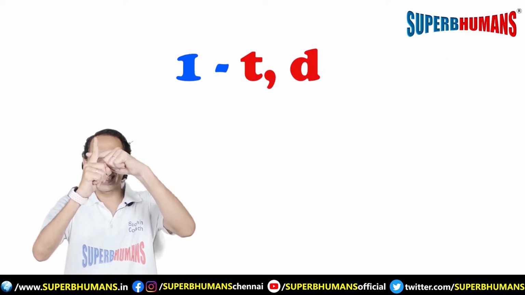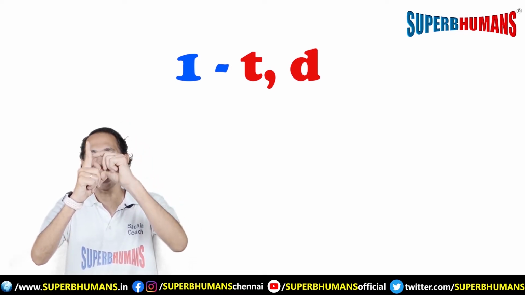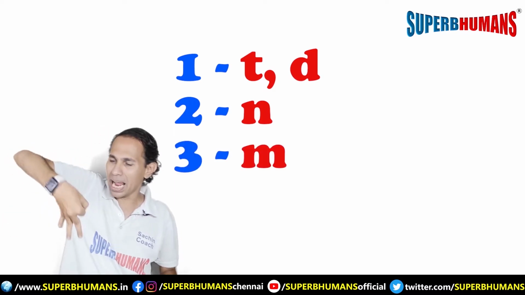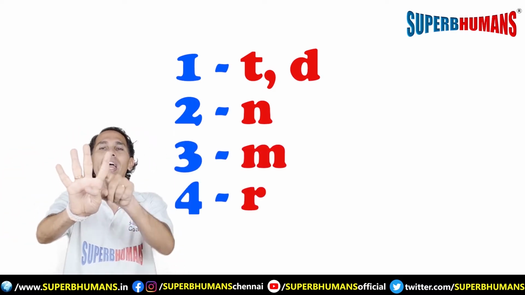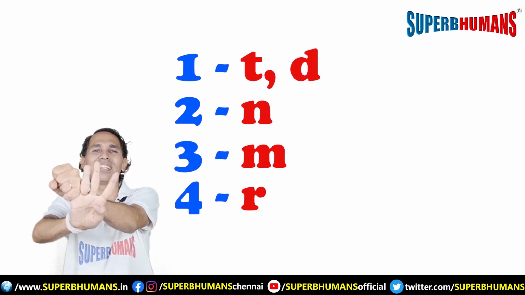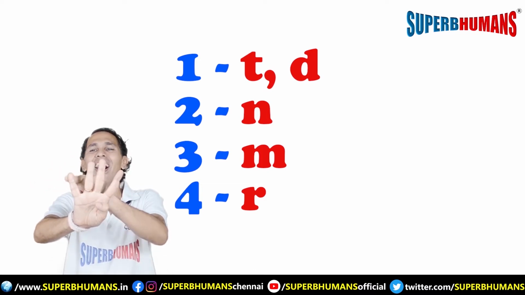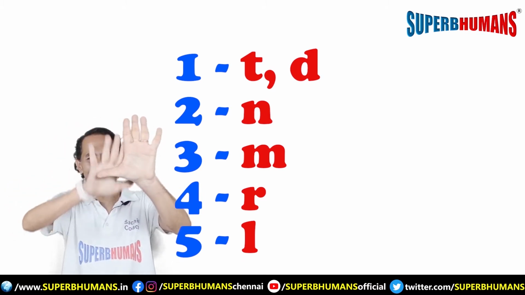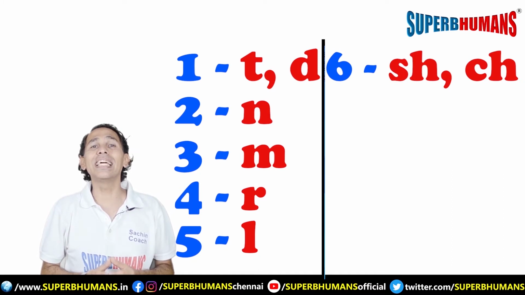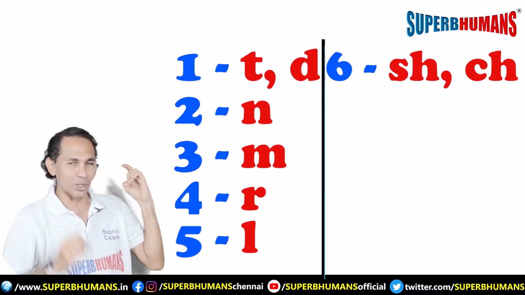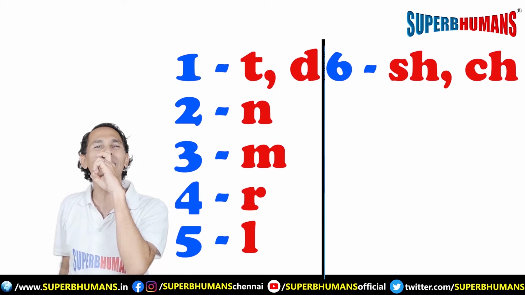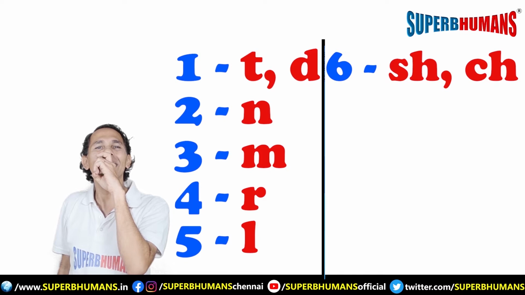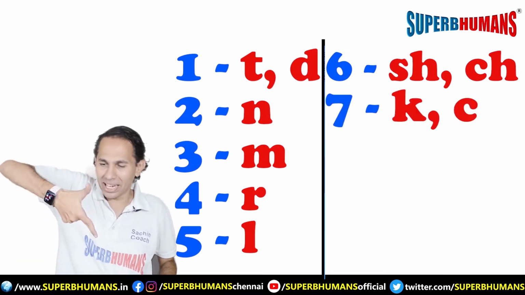So 1 is T and D, 2 is N, that's the alphabet. 3 is M. 4, F-O-U-R, the fourth letter of the word 4 will be R. 5 would be L. You will see an L like this, or in this hand you can see L. And then 6 is like this. If you take a look at it, 6 would look something like this, and 6 kept on our lips will sound as SH and CH.